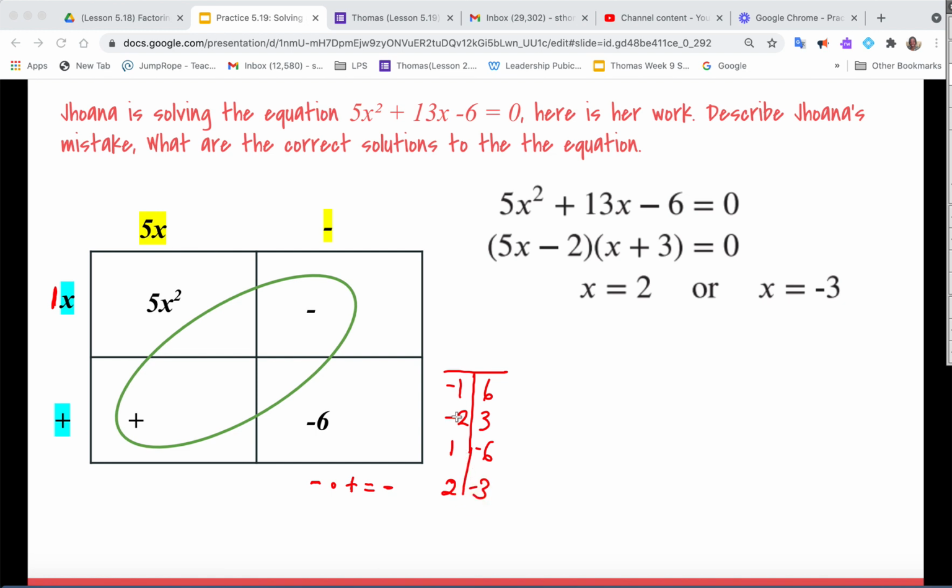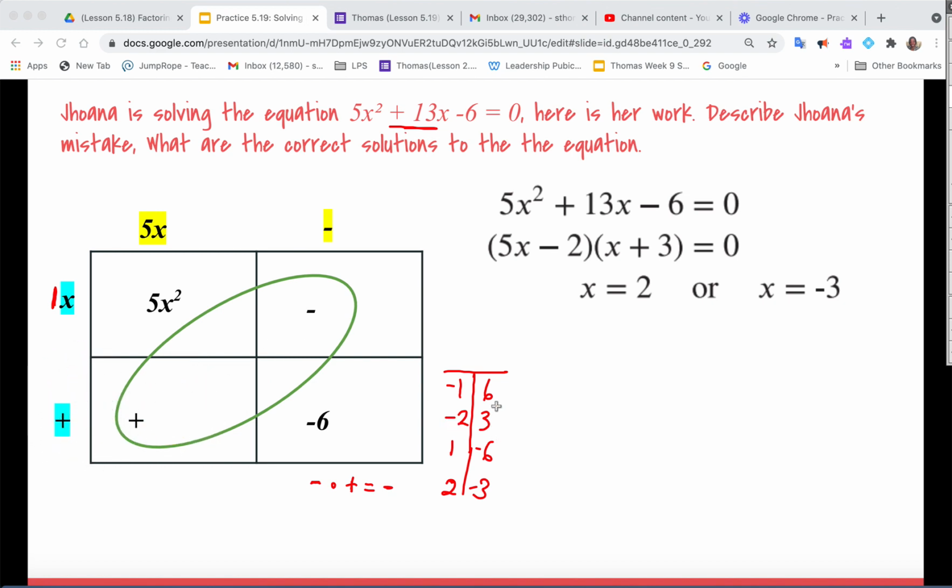So in these cases, it's very important for us to figure out what goes where. For example, if I had a negative 1 here and a 6 here, that's going to be negative 1x, and 5 times 6, that's 30x. I want to get a positive 13, so I know I can't use those two factors. So that doesn't work.